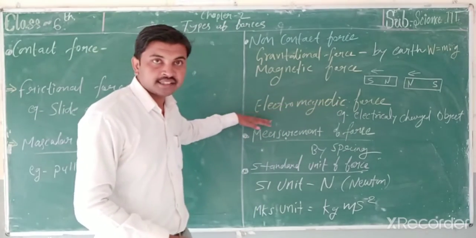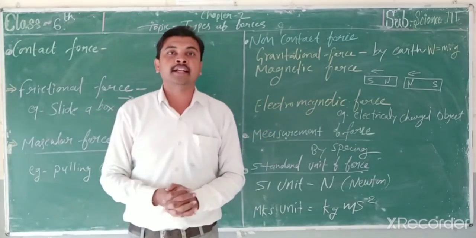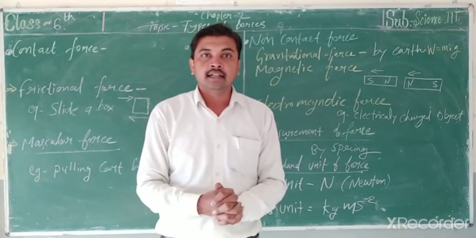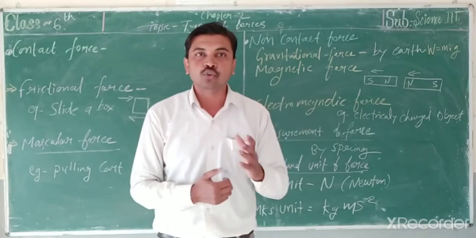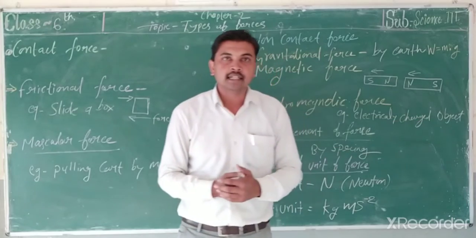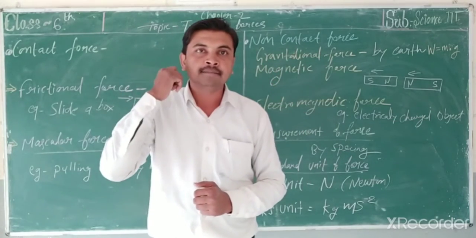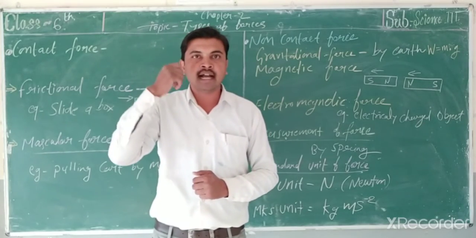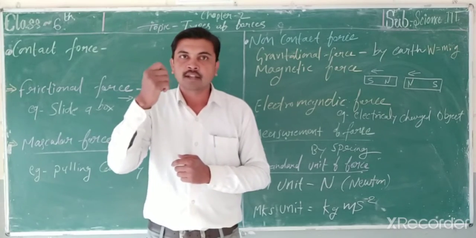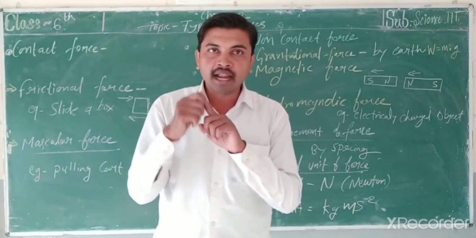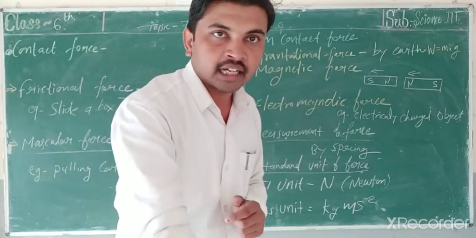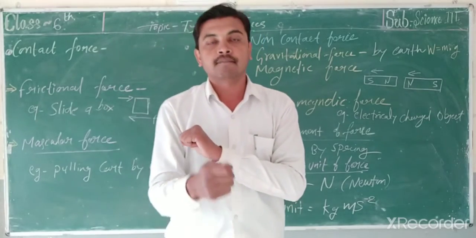The third one is electromagnetic force. Electromagnetic force means that by rubbing, a force is created that repels or attracts objects. For example, an electrically charged object. When we rub our hair with a comb, the comb attracts our hairs, and when we take this comb near dust, the dust is attracted by the comb.